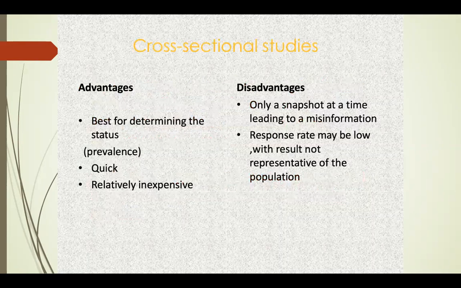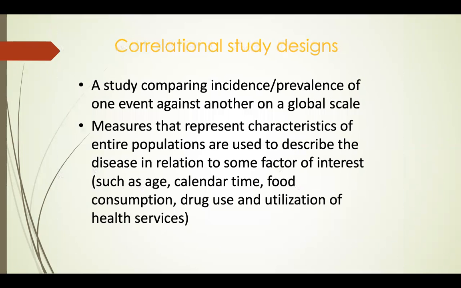Cross-sectional advantage is that, what advantage? Best for determining the status, prevalence, quick, relatively inexpensive. Disadvantage: only a snapshot at a time, leading to misinformation; response rate may be low, with results not representative of the population.